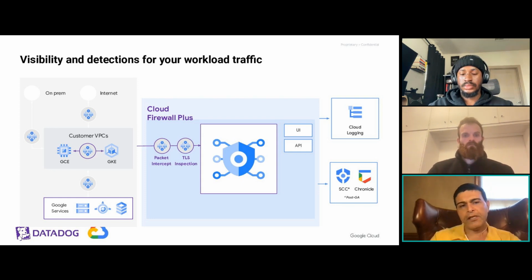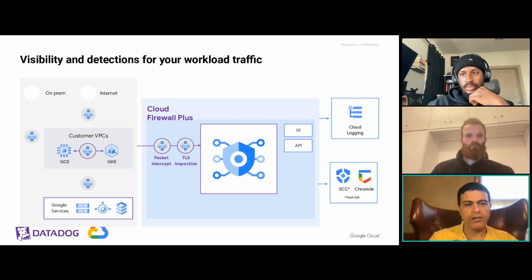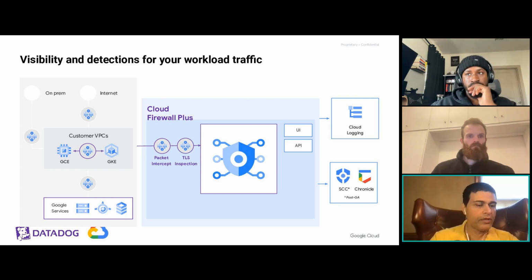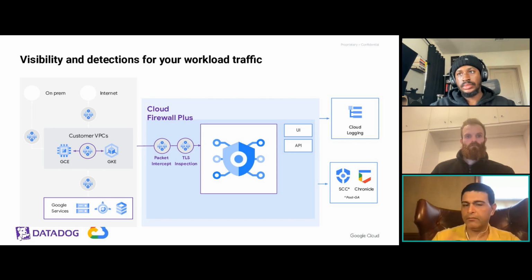So I have a VPC. Inside that, I have a bunch of GCE VMs. I might have a GKE cluster. Customer is also using API-based services, again, such as BigQuery, SQL, GCS, or any other API-based services that they have. We have hundreds of those. We do have connectivity to on-prem and internet.